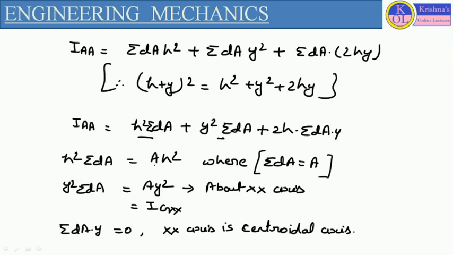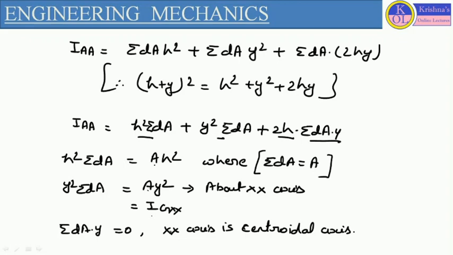Now the second term is y squared dA. So here we will write it as summation of A y squared. This term is representing the moment of inertia about the xx axis, so in place of it we can write I_xx or I_G xx, because this axis is passing through the center point G. Now the third term is summation of dA into y into 2h. Here, this particular term, summation of dA into y, should be 0, because this is generally representing the moment of area about the x-axis.